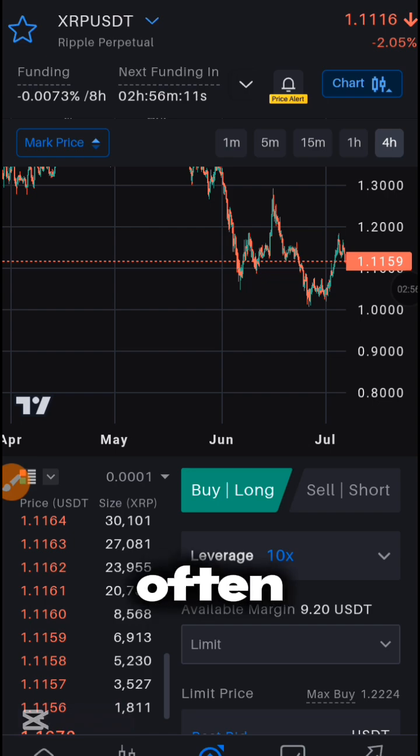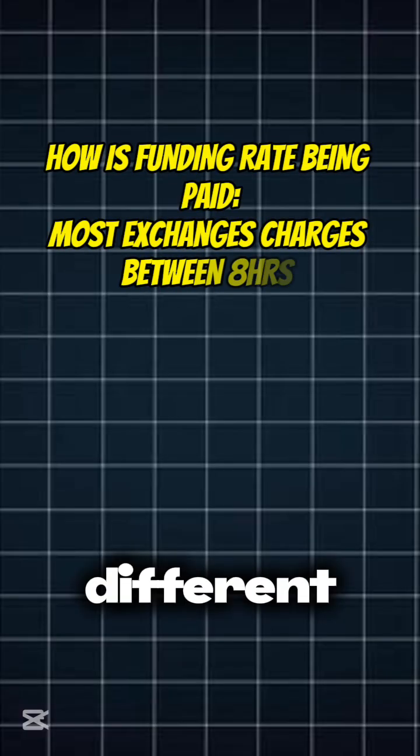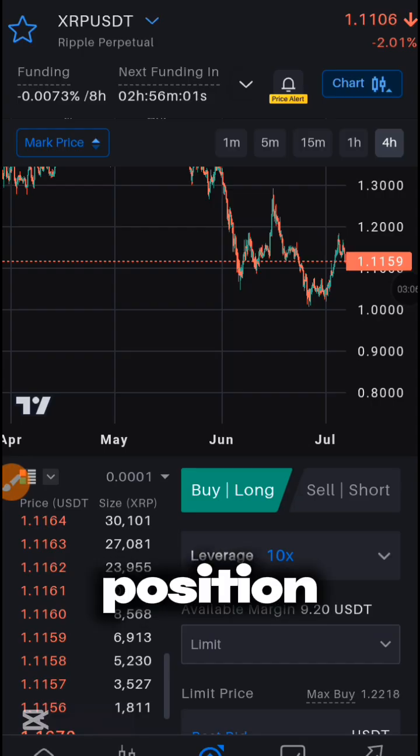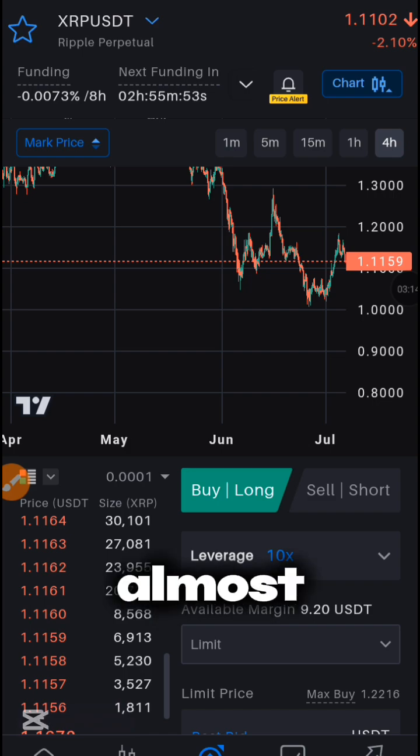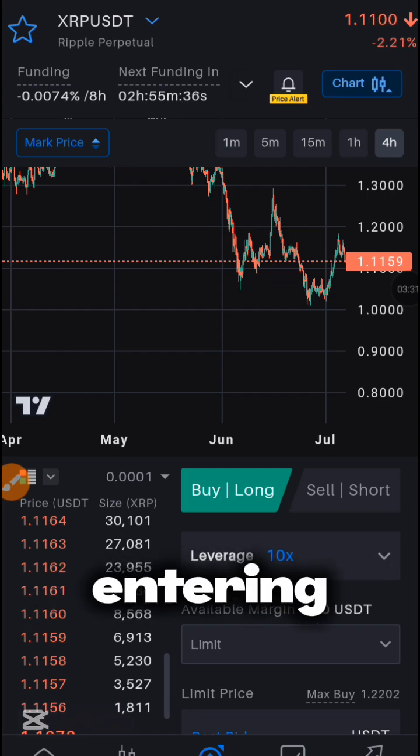Now, how often is funding rate paid? Most crypto exchanges charge or pay funding every 8 hours, although some use different intervals. If you're holding a position when the funding time arrives, you either pay funding or receive funding, or pay almost nothing if the funding rate is very small. If you close your trade before the funding time, you usually will not pay or receive that funding payment. That's why experienced traders always check the funding countdown before entering a trade.